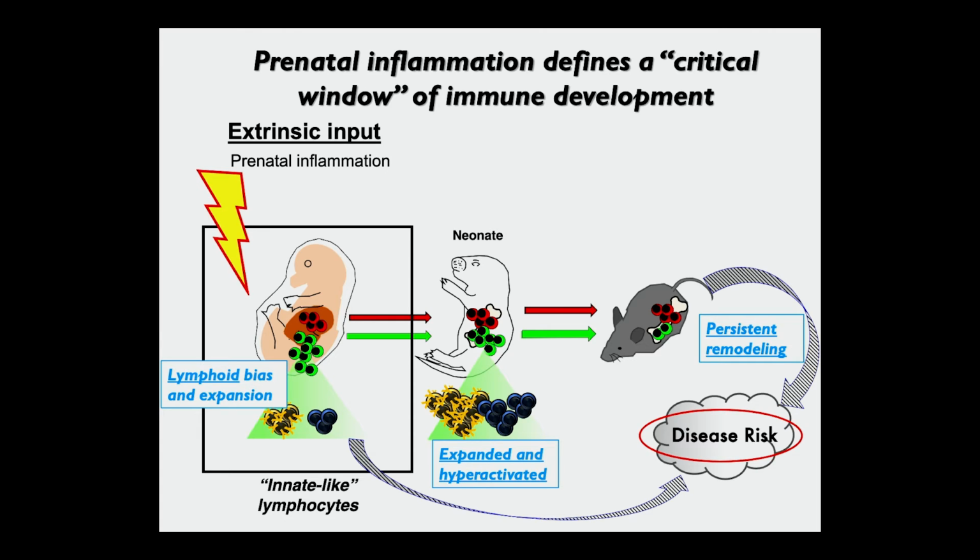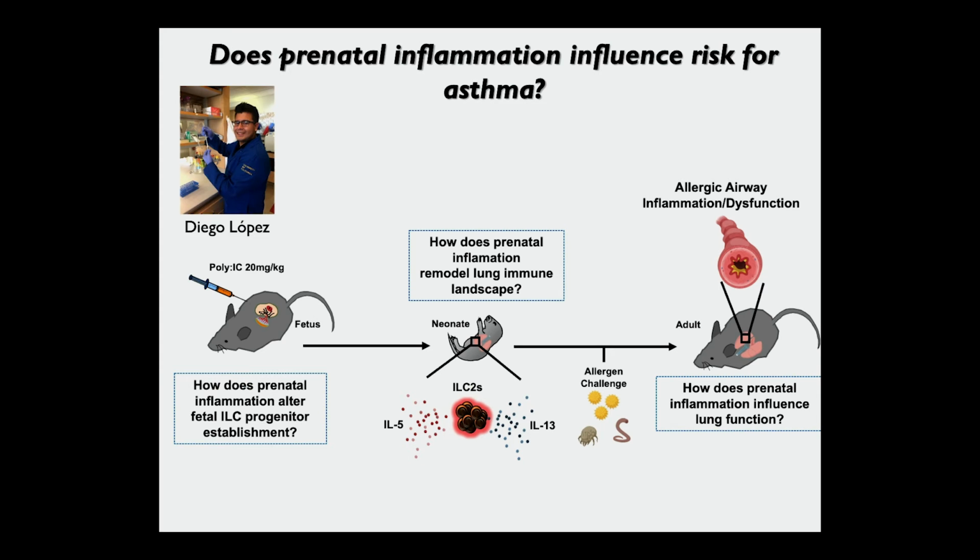And so now I'm going to tell you about the next installment of this story where we're looking at risk for disease as a consequence of this insult during development. So this is what we joke is Diego's second PhD project. He chose to use the same model, which is prenatal inflammation and maternal immune activation induced by poly-IC.